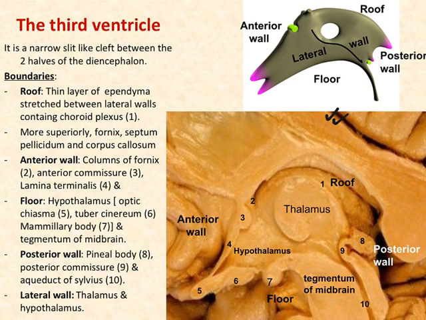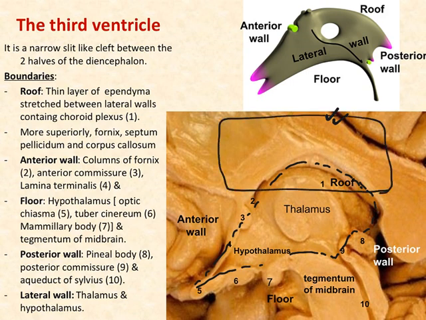So where is the third ventricle? It is the space which lies between the right and the left cerebral hemisphere. So to outline the boundaries of the third ventricle, this is the outline of the third ventricle. The roof of the third ventricle is lying here like this. So to begin with the roof, here we have the thalamus.